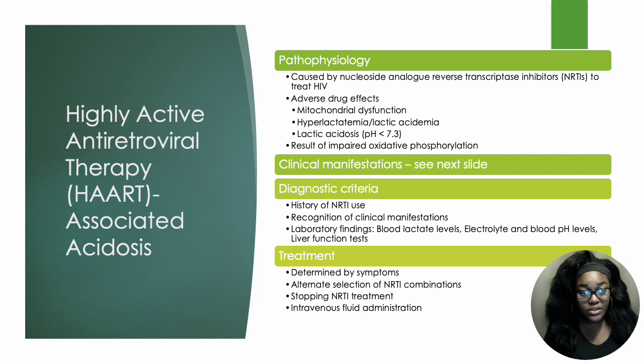You have to have a history and physical, of course. And what is your history of the reverse transcriptase inhibitor use, or NRTIs? You have to have recognition of the clinical manifestations, which we'll discuss in the next slide. And as far as your laboratory findings, you have blood lactate levels that are elevated. You have off-balance electrolyte and blood pH levels. Again, those pH levels are low because it's an acidotic state. And they'll also look at your liver function test, because these work very heavily and severely on the liver. They are hepatotoxic if used in inappropriate amounts.